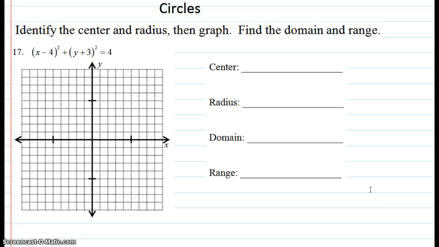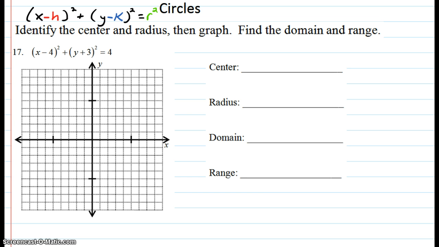Alright, so as we look at number 17 and 18, we're moving on to circles. So a circle will always have x something squared plus y something squared equals a number squared, hopefully. And so the general form, or the standard form of a circle is (x minus h) squared plus (y minus k) squared equals r squared.